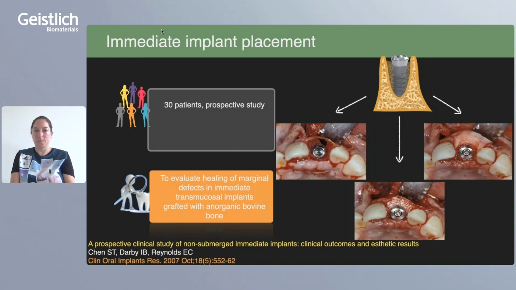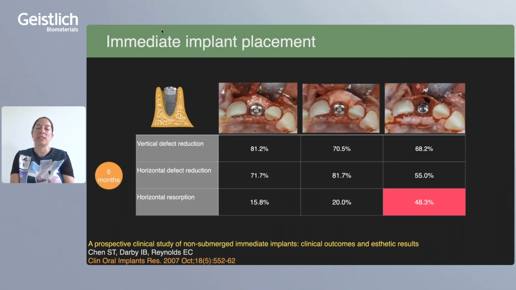Let's look at some clinical data that we have for this type of treatment. Jen and co-workers have treated 30 patients in a prospective clinical study with single implant sites, and they have evaluated the healing of these defects when placing immediate implants into fresh extraction sites. So what did they see after 6 months? They did see vertical reductions in all of the cases, whether they have used bone substitute alone, bone substitute in combination with a membrane, or whether they have just placed the implant in the extraction site.